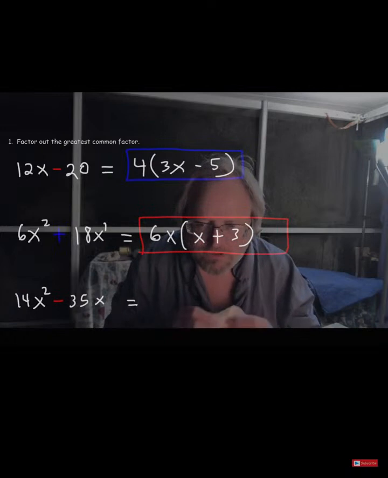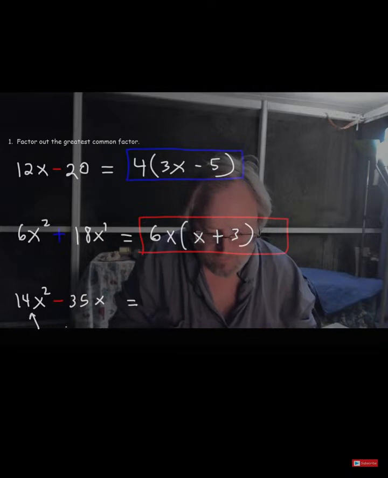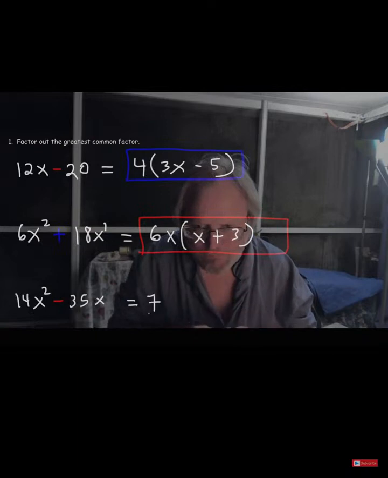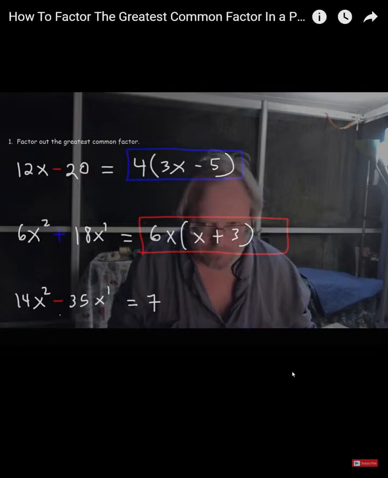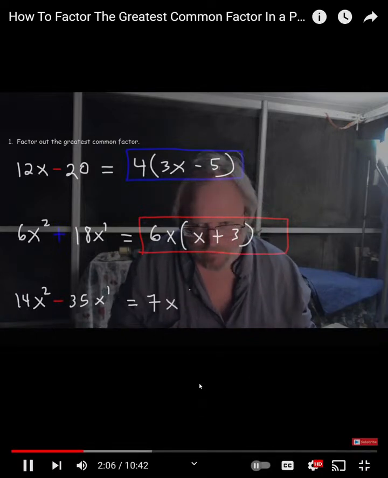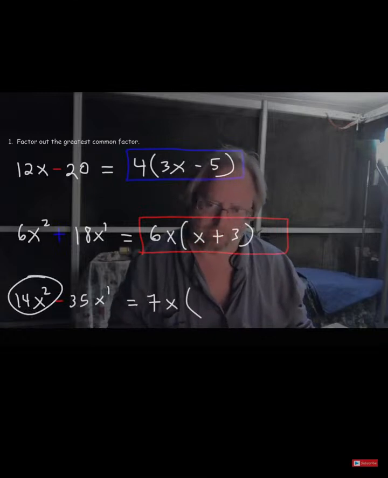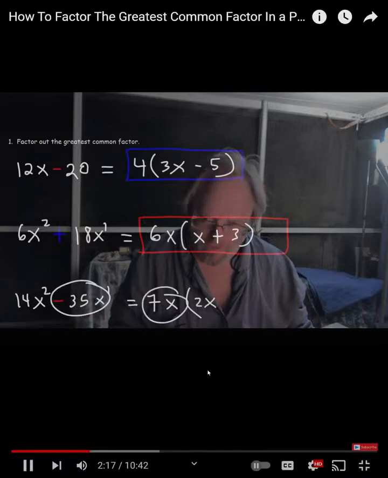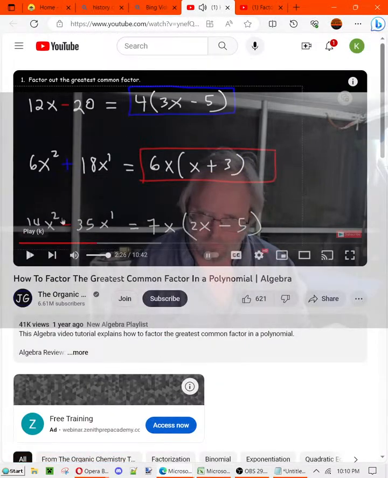Now what is the GCF for the next one? 14 and 35 are multiples of what number? 7 can go into 14 and 35. Here we have an x squared, here's an x, so we can take out at least one x out of the two. So the GCF is 7x. 14x squared divided by 7x is going to be 2x. Negative 35x divided by 7x is going to be negative 5. So that's the answer. Let's try another.